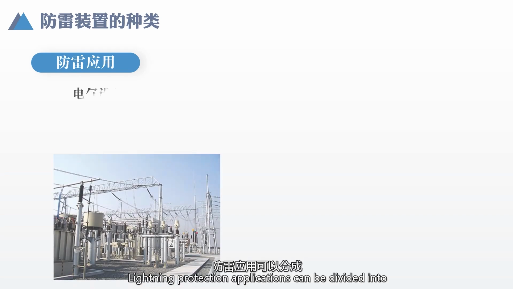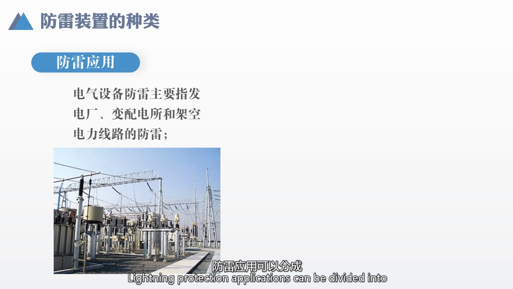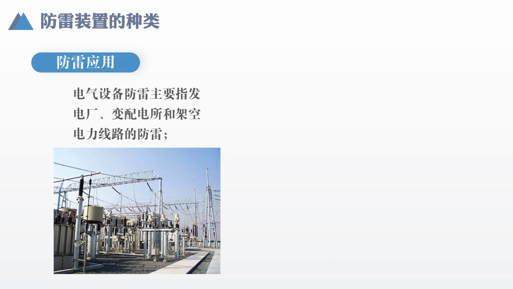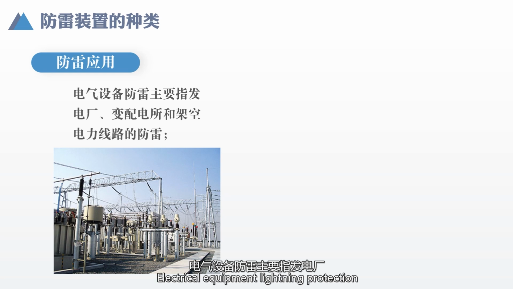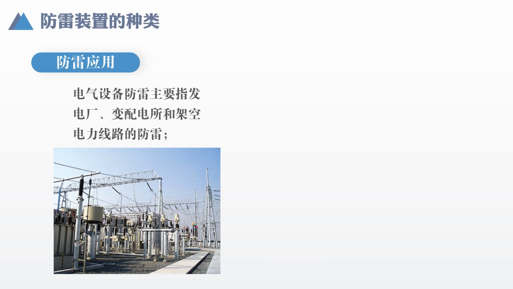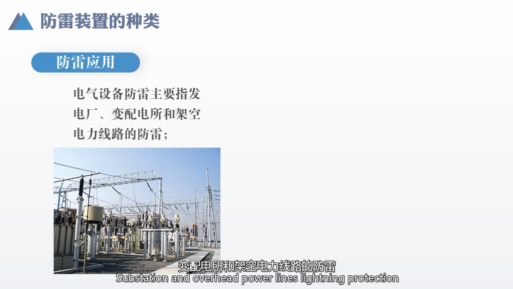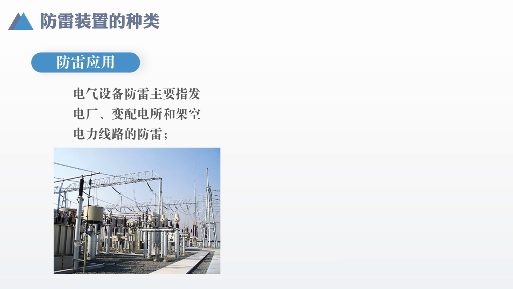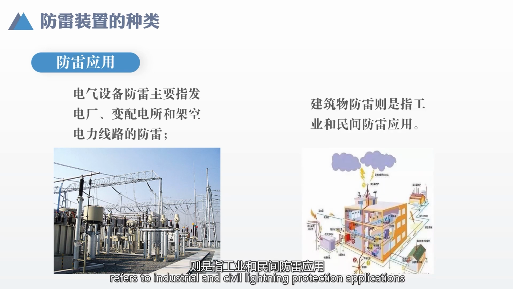First, types of lightning protection devices. Lightning protection applications can be divided into electrical equipment lightning protection and building lightning protection. Electrical equipment lightning protection mainly refers to power plants, substations, and overhead power lines lightning protection. Building lightning protection refers to industrial and civil lightning protection applications.